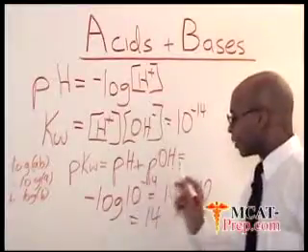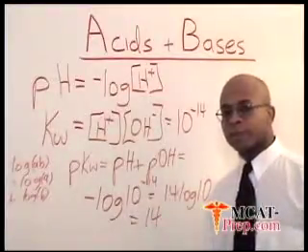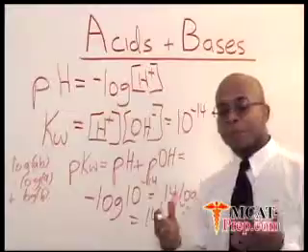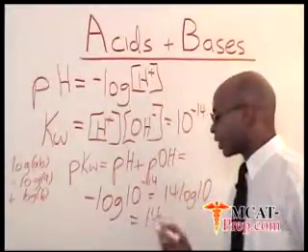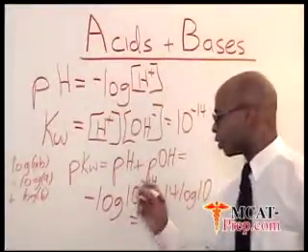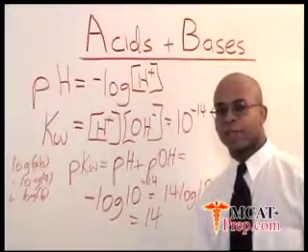So pH plus pOH is equal to 14. That means if you're ever given the pH of a solution, you can easily calculate the pOH because you know that the sum is equal to 14.